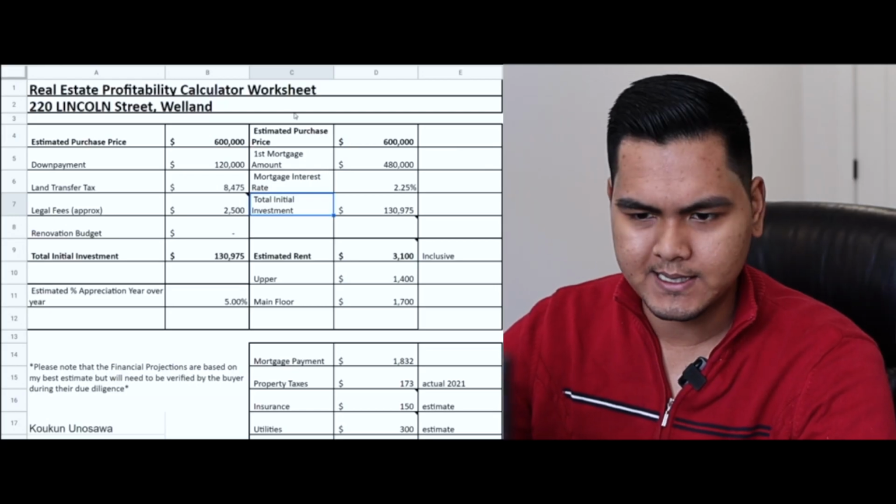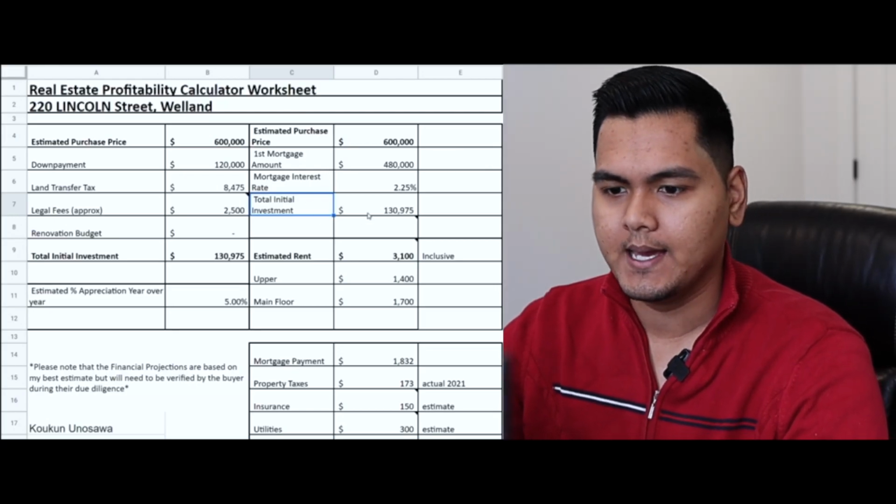The reason why we change this up sometimes is if it's a property that needs major renovations and we have some insight as to what the property will be after the work is done, we'll typically put the purchase price on one side and we'll put the ARV, or the after repair value, on the other side. This particular property doesn't have any renovations needed, so it's just based on the estimated purchase price.